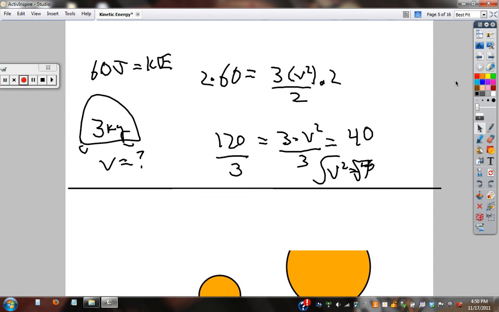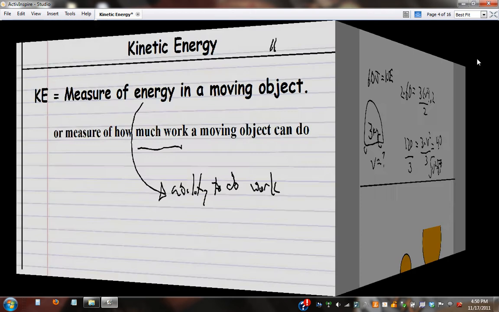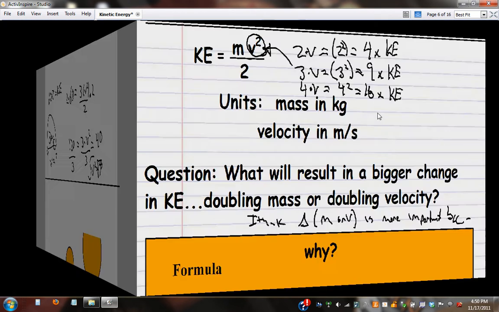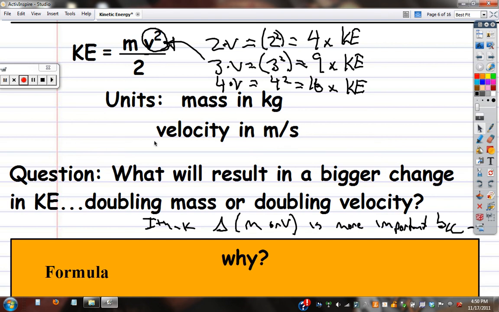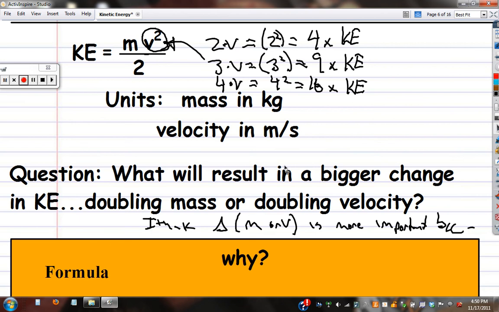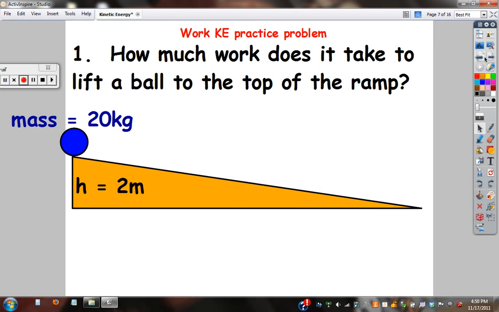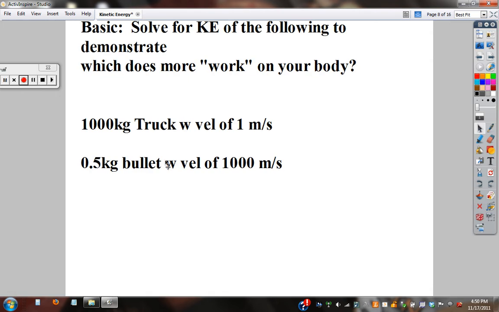Solve for velocity. And the other one is explain two things for me. You need to understand what will result in a bigger change of kinetic energy, doubling mass or doubling velocity, and why. And then you need to be able to solve just a basic example, plugging in the numbers and solving for KE.